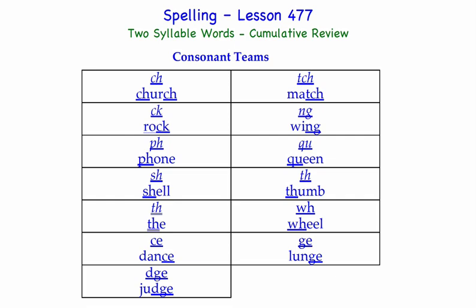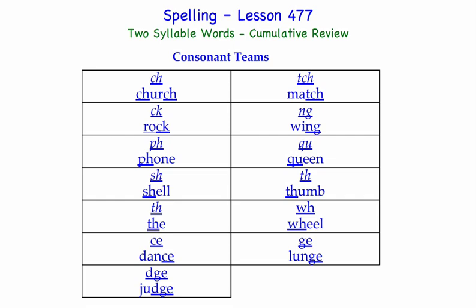CE is a team when the E's only purpose is to cause the C to represent its second sound, and CE represents the S sound, as in the word dance. GE is a consonant team when E's only function in the word is to cause the G to represent its second sound, as in the word lunge.